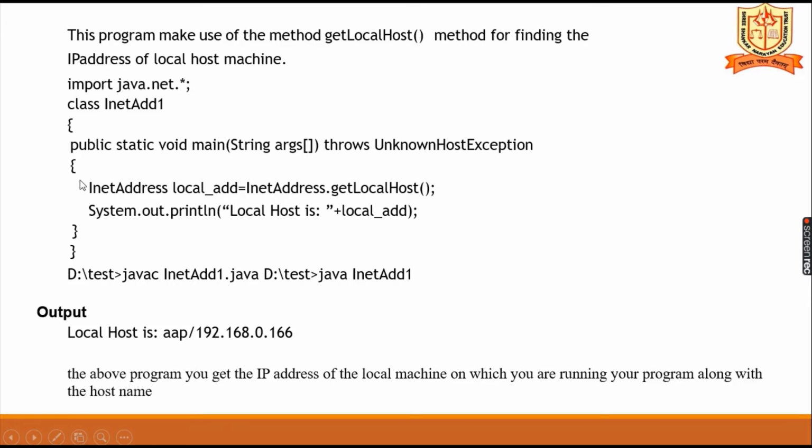So InetAddress has a factory method. Factory method means using the class name you are retrieving the object of that class. Got it? So InetAddress.getLocalHost. The getLocalHost method is present in InetAddress, so using this class name you are retrieving the object of that class. This is called the factory methods. Next, we will see what factory methods are.